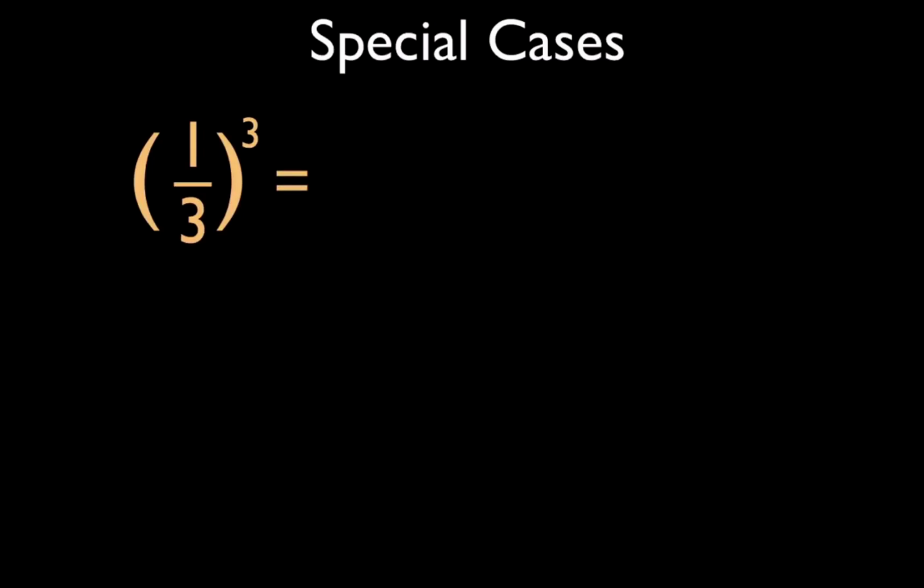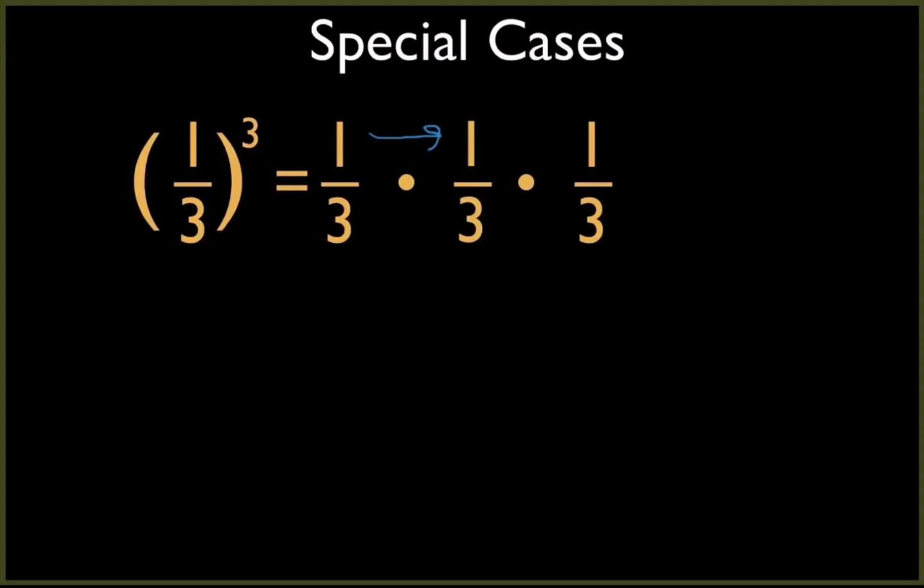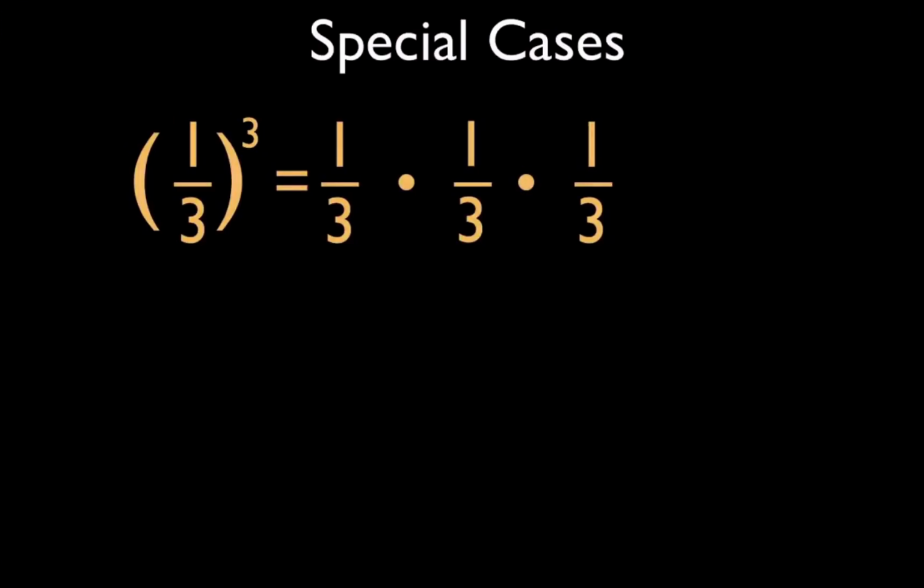So in this example, when we have 1/3 to the 3rd power, as before, it means it's going to be 1/3 times 1/3 times 1/3, or 1/3 multiplied by itself 3 times. The trick here is to remember with fractions that you multiply straight across the top, or the numerator, and then straight across the bottom, the denominator, to get your simplified answer. This leaves you with 1 times 1 times 1 on top, which is 1, and 3 times 3 times 3 on the bottom, which is 27.